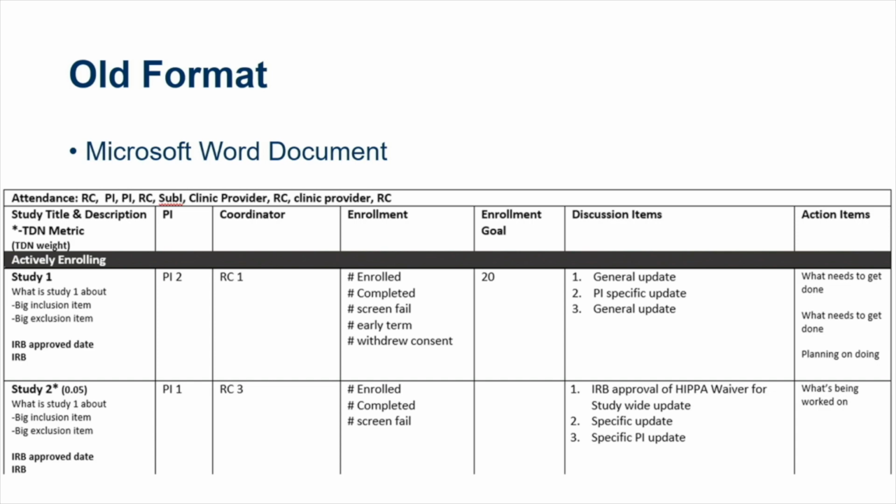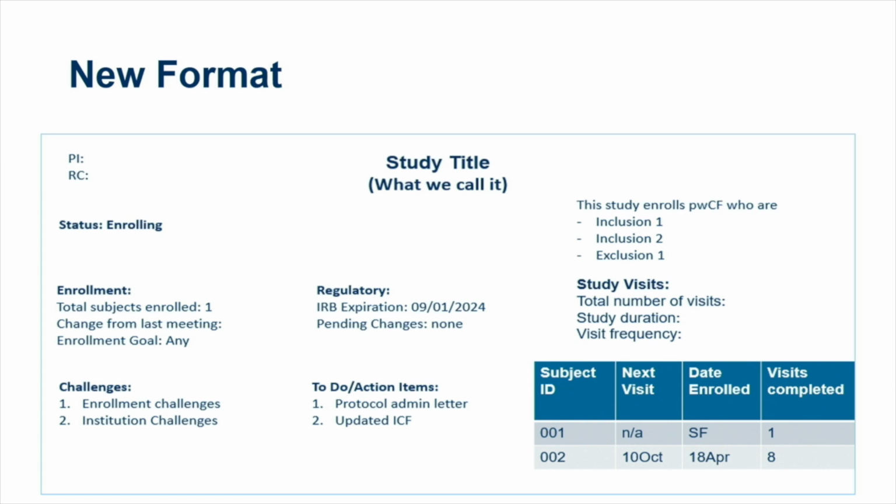So the RCs met and kind of came up with a new idea. How were we going to switch? And we came up with this format. This is a PowerPoint. It is 1 study per slide. It captures all of that same information that the Word document did, but it's just more spread out, easier to follow. It now has study visit number, so when providers are talking to patients, they have a little bit more of an understanding of the ask we're getting at for a study. Just a little bit easier to see.